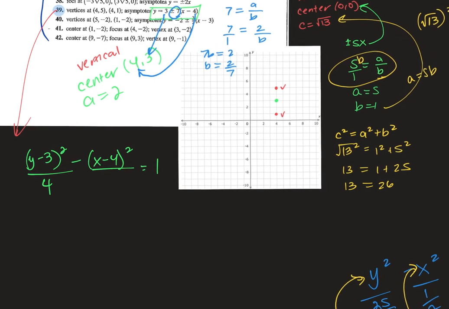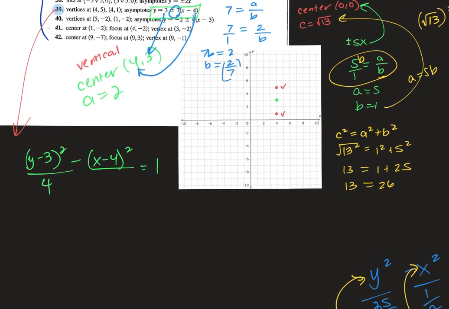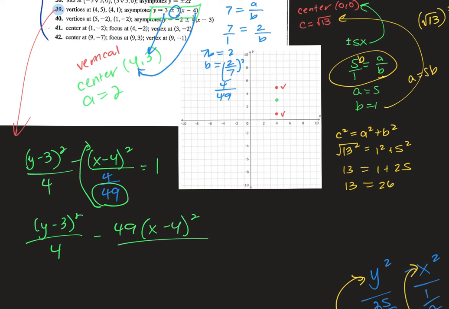So then when you plug it in, you're going to square it. 2/7 squared would be 4 over 49. That's the denominator. And then the denominator of the denominator has to go to the top. So y minus 3 squared over 4 minus 49 (x minus 4) squared over 4 equals 1. So I would say that's more along the lines than the one we just did.